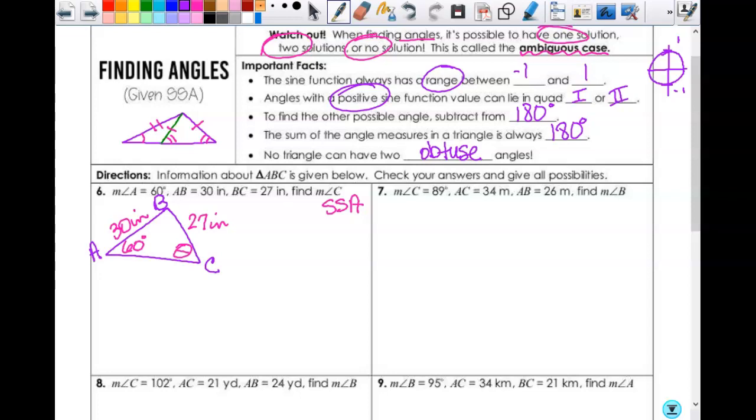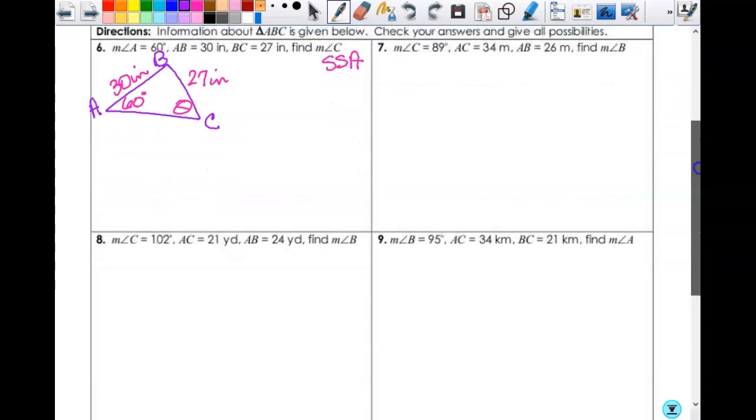All right. So here's this triangle that we already drew and labeled on Friday. And so we know that it's side-side angle. Since it's side-side angle, we're going to start the same way we did on the other ones, but there's some other things that we have to look at. All right? So this angle, 60, goes with 27. Theta goes with 30. So it's still the law of sines. The sine of 60 over 27 equals the sine of theta over 30.